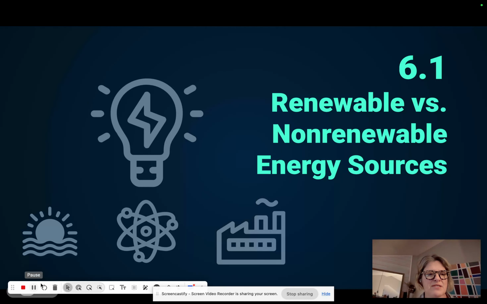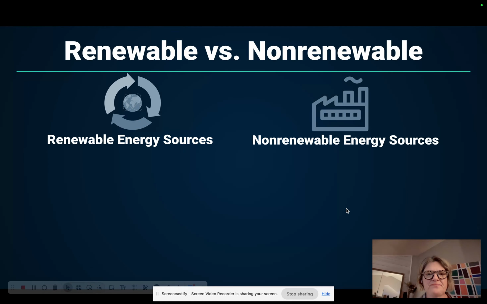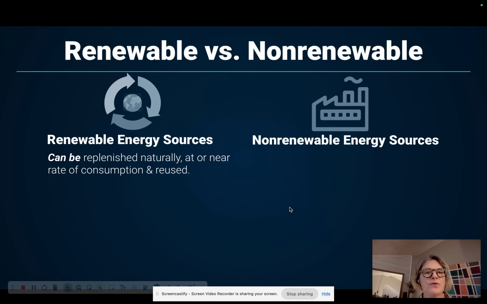And I feel like this is probably something that you all know very well, but let's go ahead and jump into this. All right, so what's the difference between renewable and non-renewable energy resources? Well, renewable energy resources can be replenished naturally at or near its rate of consumption, and they can be reused. So this is like a cycle. Like we keep using a resource and then it replenishes itself, and we use it and it replenishes itself.